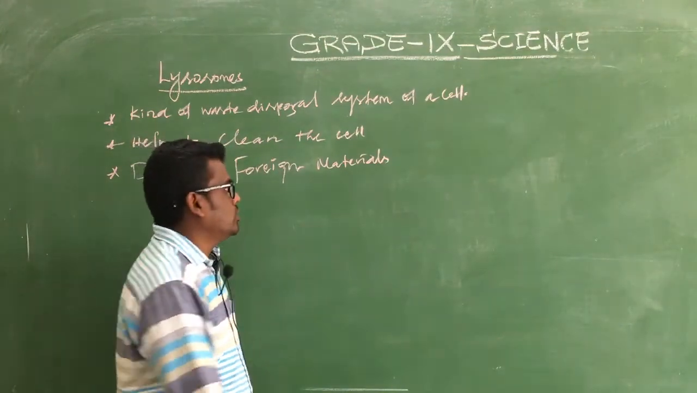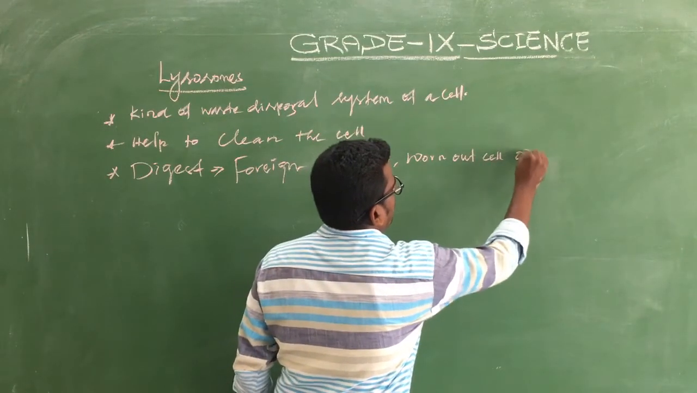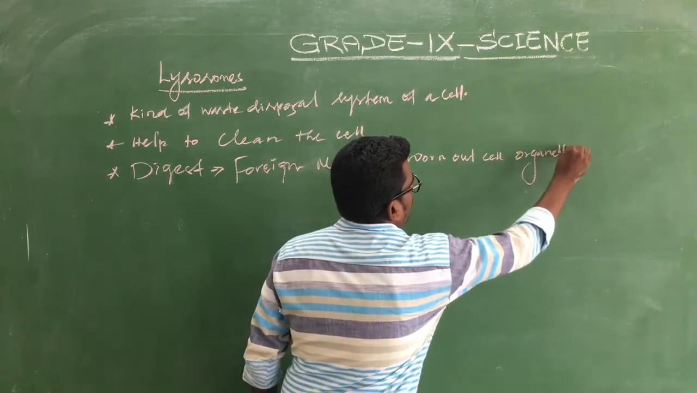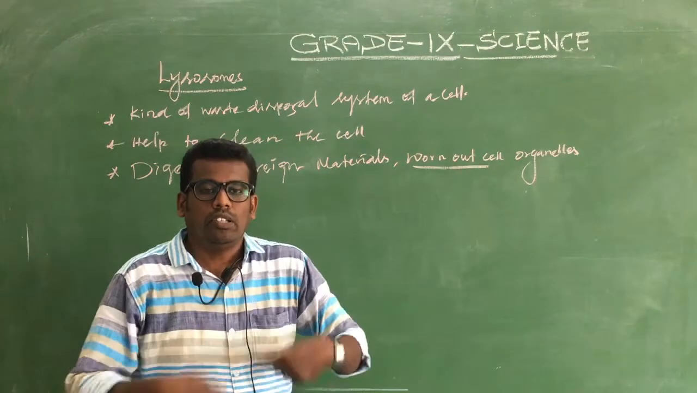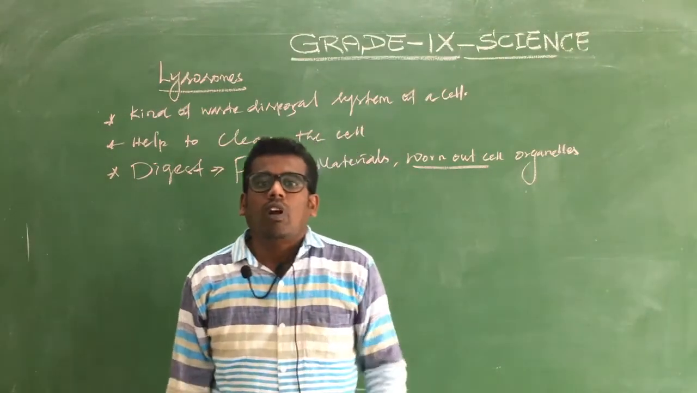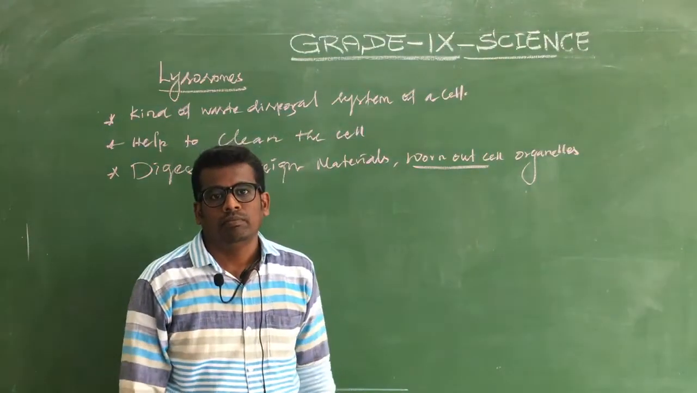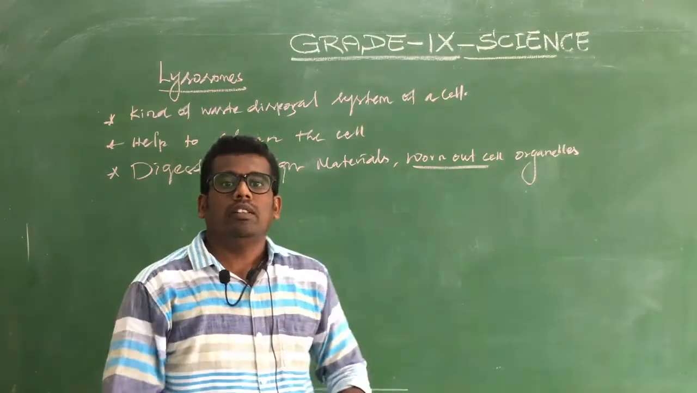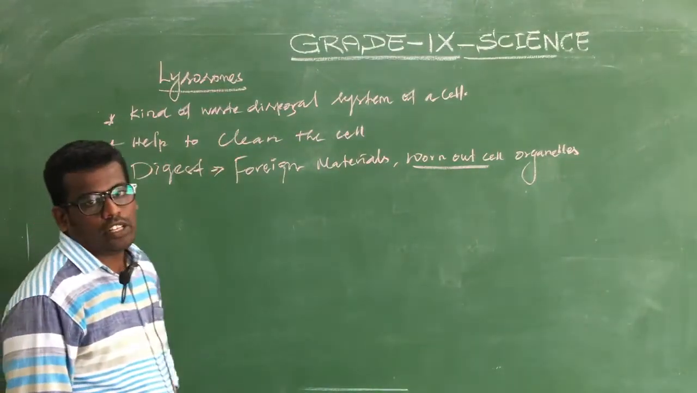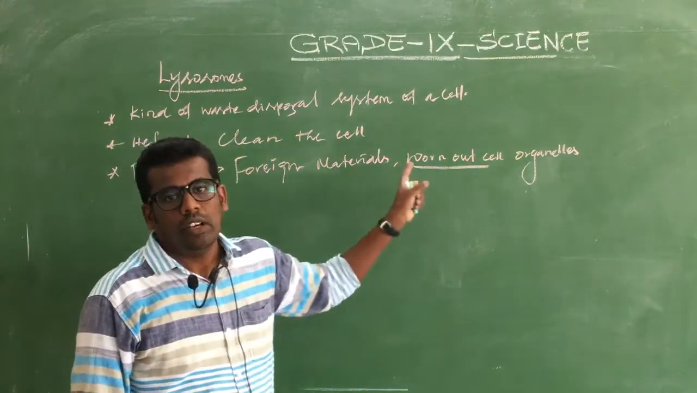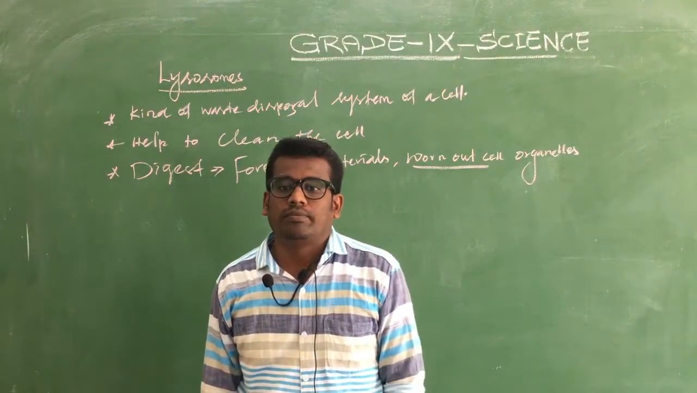And another one, worn out cell organelles. What does worn out mean? Damaged. Sometimes the cell organelles may be damaged or not functioning. So that is a type of waste stored inside the cell. The waste disturbs other cell organelles, so the lysosomes digest the foreign materials and worn out or damaged cell organelles.